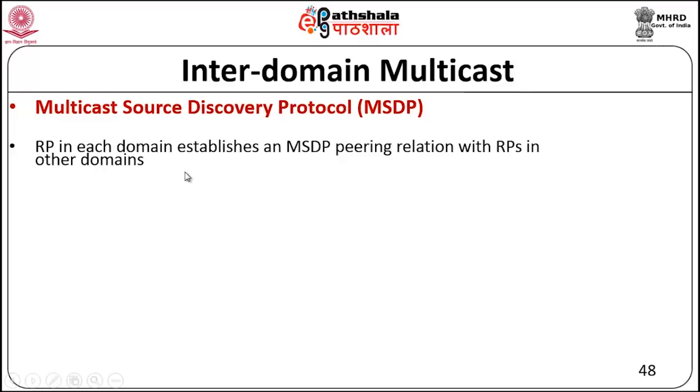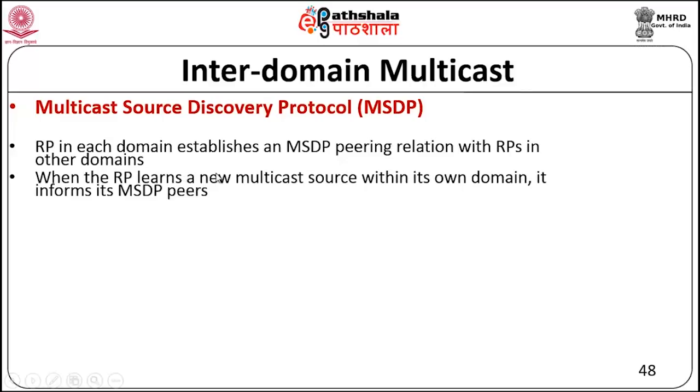And what is the information that they exchange when they talk using this MSDP protocol? It is the following. When the RP learns a new multicast source within its own domain, it will inform its MSDP peers, that is the other peers who are there.